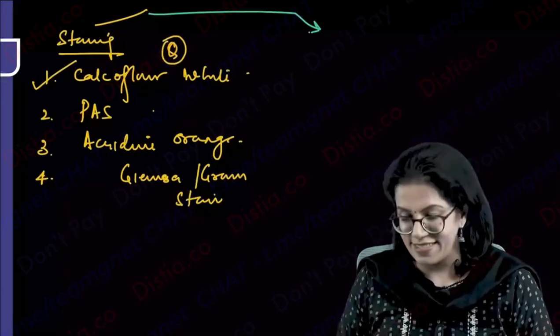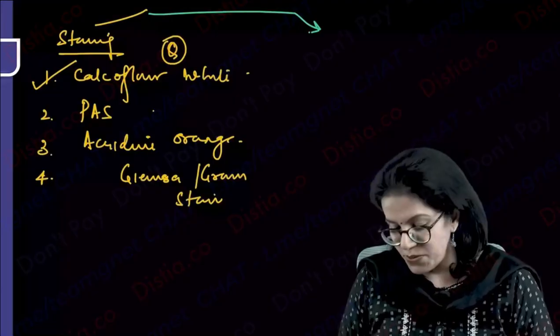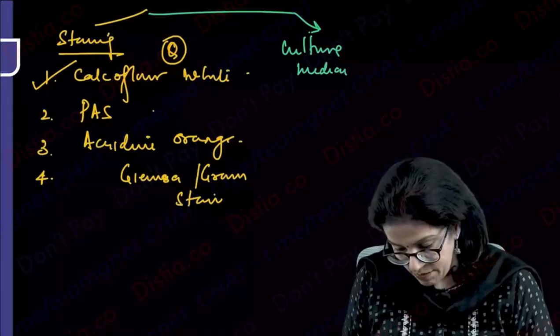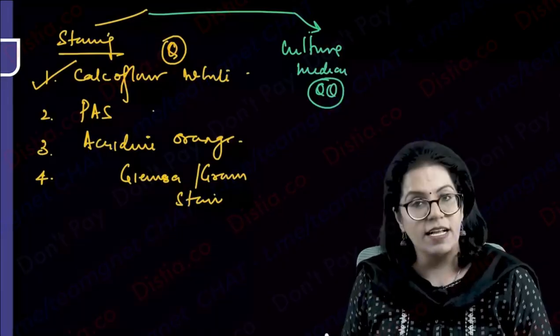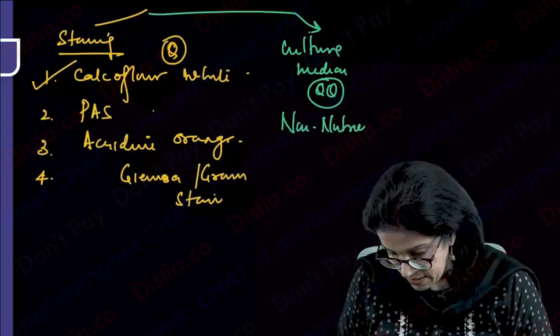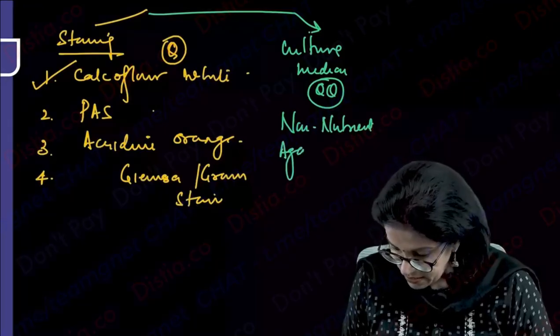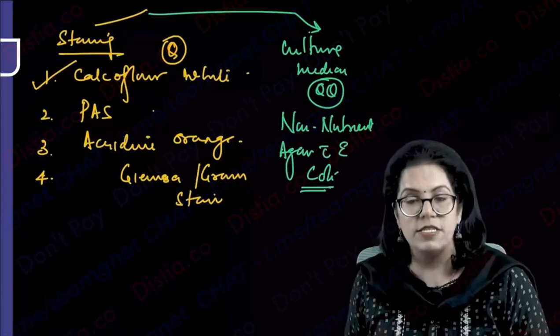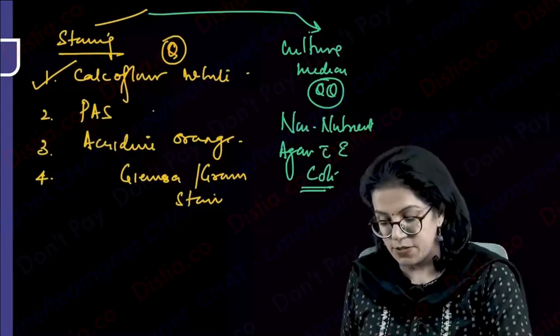Talking about the culture, culture is a repeated question about culture media. We will answer, what is the culture media? Non-nutrient agar with E. coli. Trophozoites generally feed on E. coli.